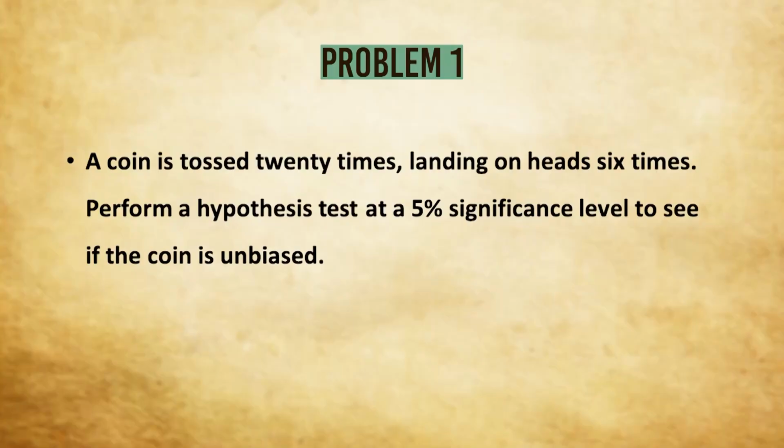So that means if p is the probability of getting head in a single toss, then we are going to test whether p is equal to half against p is not equal to half. What sample do we have? We have tossed the coin 20 times. And we know that heads have been obtained 6 times. And the level of significance will be 0.05 as we are asked to test at 5% level.